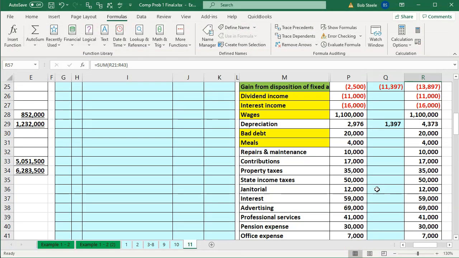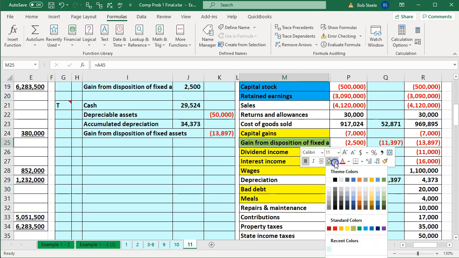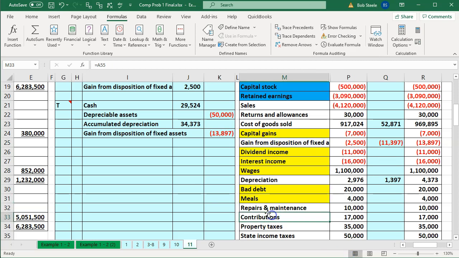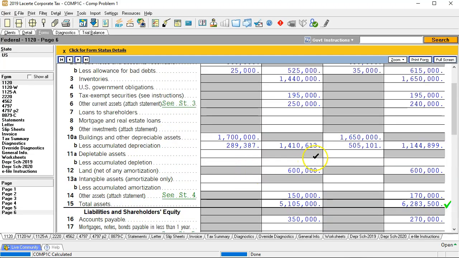So if we scroll back up, we see the 11397, which is the difference in the gain here. So I'm going to ungreen this. Now, we should also be able to take a look at these two amounts and remove kind of our override for those two amounts. So I'm going to remove the override. I'm going to go back up to our forms and say, if I remove these two, they should basically remain the same at this point in time.